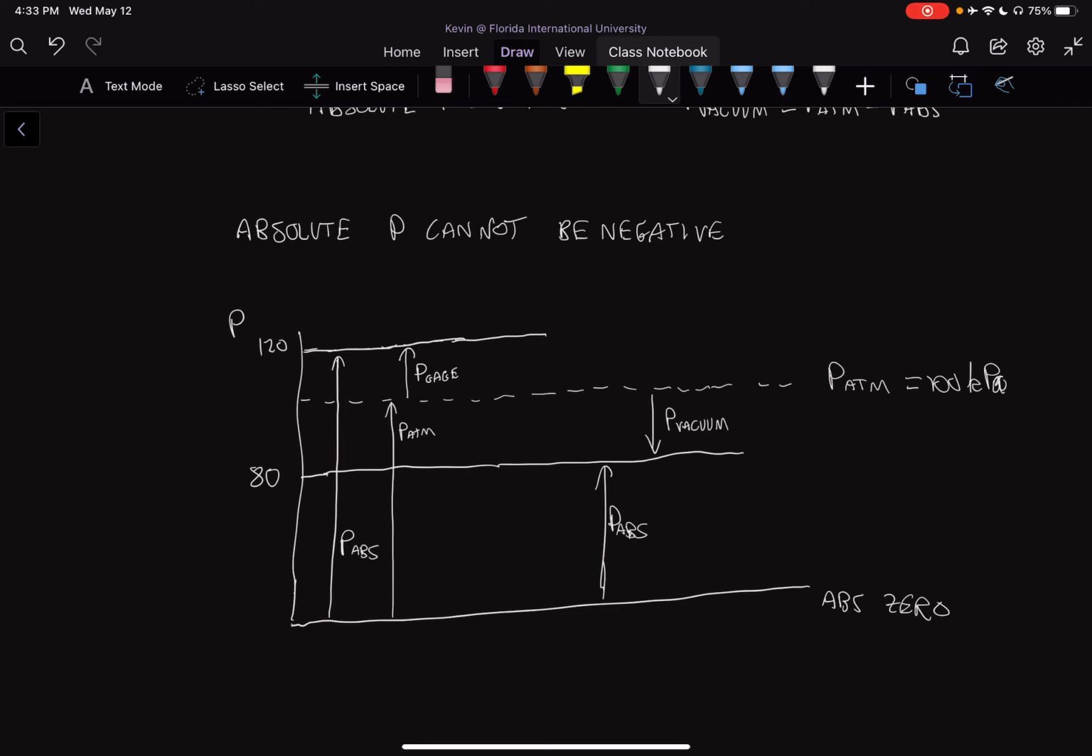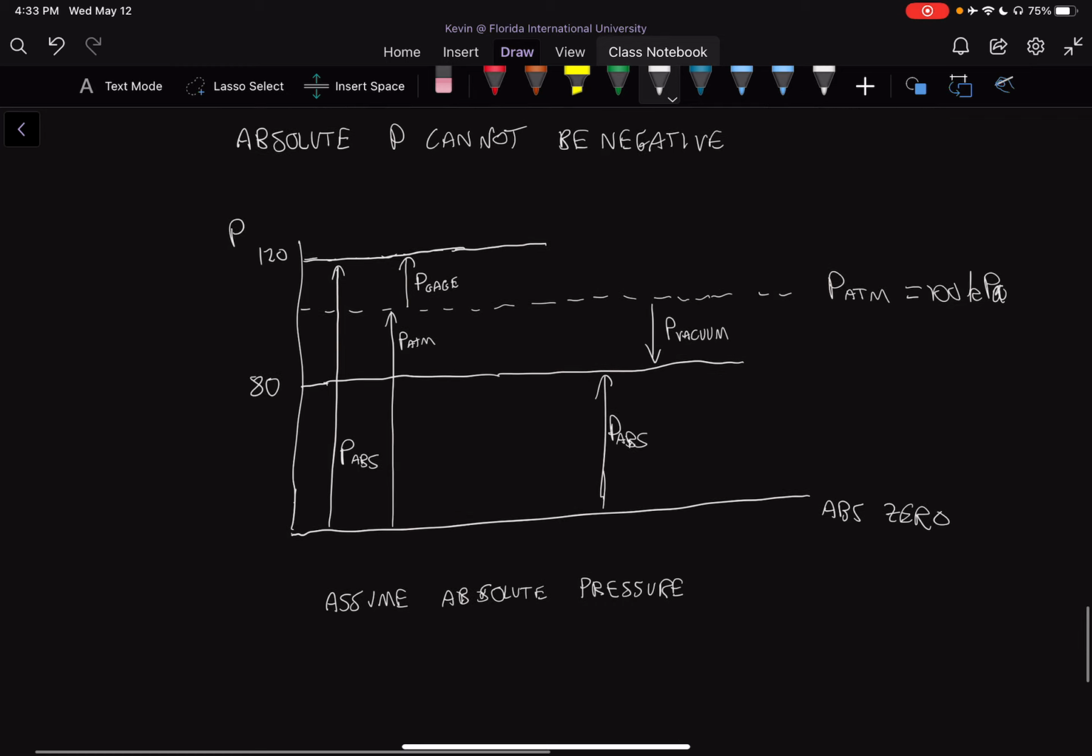Now, in our problems, if you are not given any extra information or any type of pressure gauge reading, you can assume absolute pressure. So if they give you a pressure in a problem, you assume absolute pressure, except if it tells you that it's gauge pressure. Okay, so in our problems, you'll be able to assume absolute pressure.